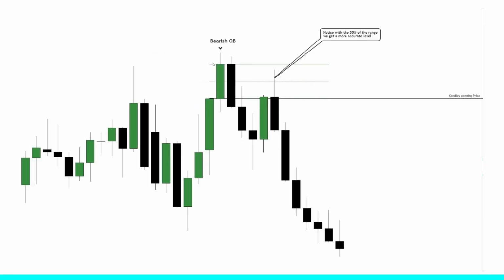Now again, I'm going to show you guys the 50% of that range, and we get a much more accurate level, and we have price kind of coming in. We do wick above it a little bit, but price ultimately comes back down and respects our bearish order block.